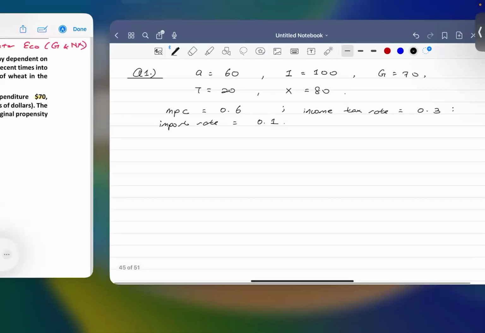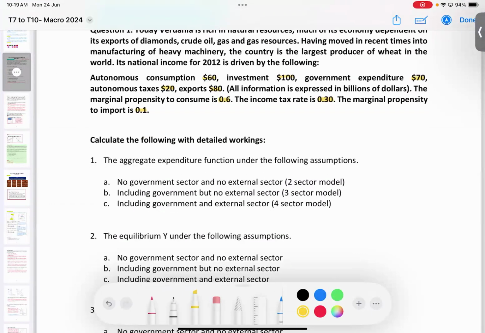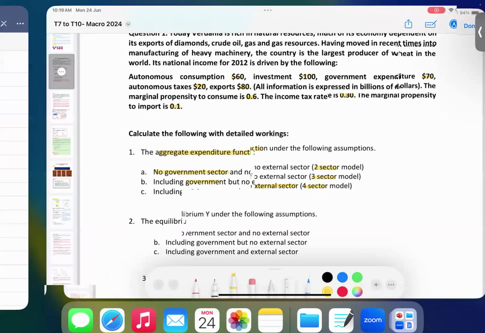Now first question A. They want you to calculate the aggregate expenditure function, AE function, with the following assumptions, which are two-sector, three-sector, and four-sector. Two-sector means only consumption and investment, no government intervention. And then three-sector is with government spending, but no external sector yet, no trade. And four-sector is with government spending and external sector. Let's do one by one.